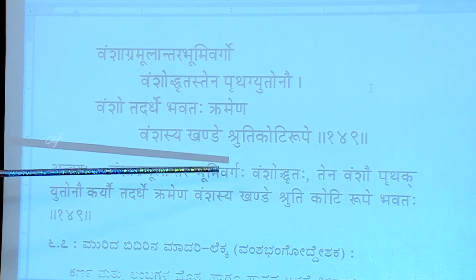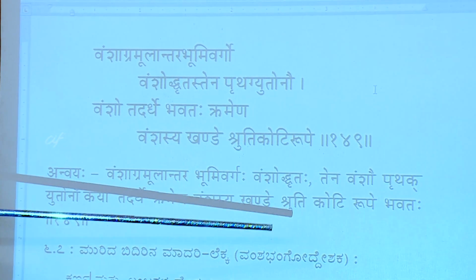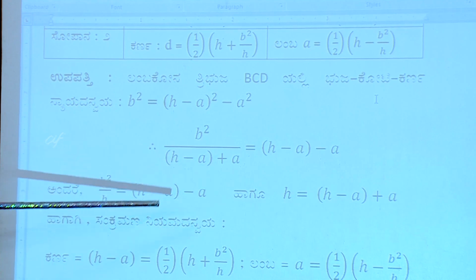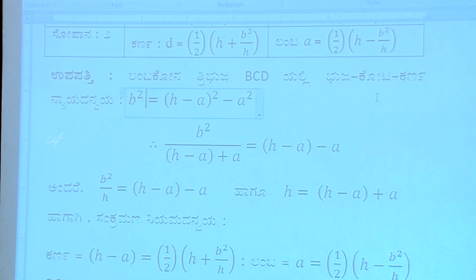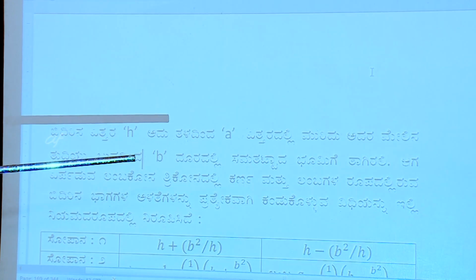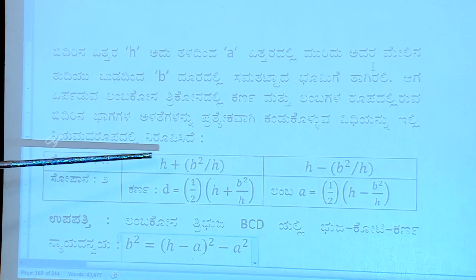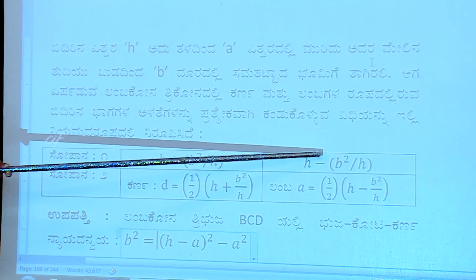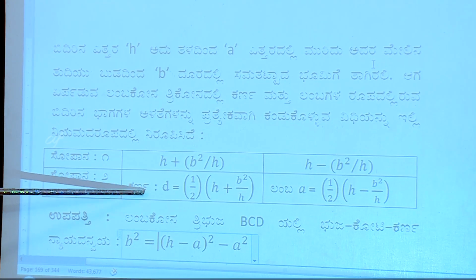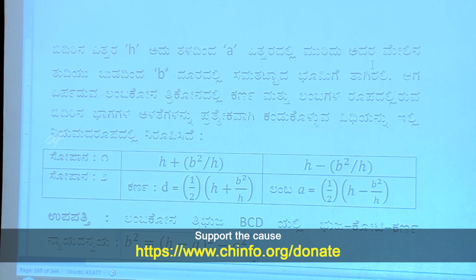वंशाग्र मूलांतर भूमि वर्गः वंशो धृतः. If h is the height of the pole, वंशाग्र, so b square by h, उसको h के साथ ऐड करना है, add to h and subtract from h. Next, make half of it. One will be the addition, will be the karna, and subtraction will be the lambda. समझ में आया?